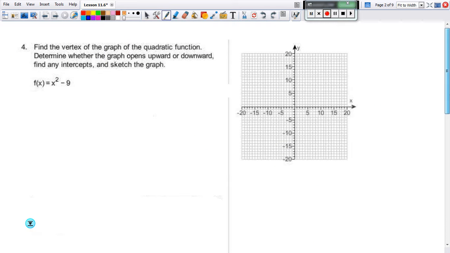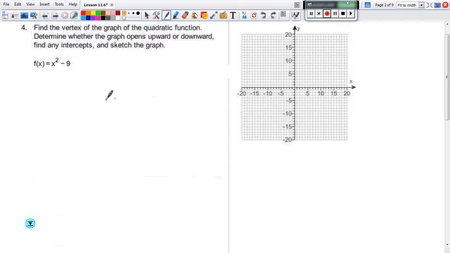Okay, number 4. Okay, this one's missing a component. It's missing the b value, so you have to write it as 1x squared plus 0x minus 9, because it is going to make a difference in all your information. Okay, so a is 1, b is 0, c is negative 9.